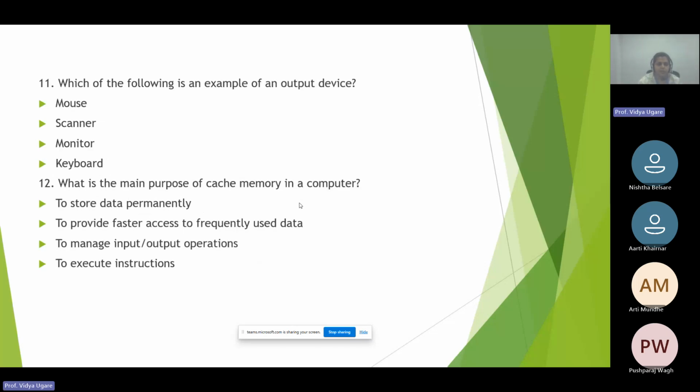Then which of the following is an example of an output device? Monitor. Exactly. We have a monitor. Along with monitor, speaker is also an output device, printer is also an output device. Correct.